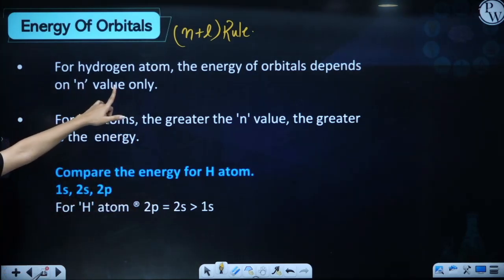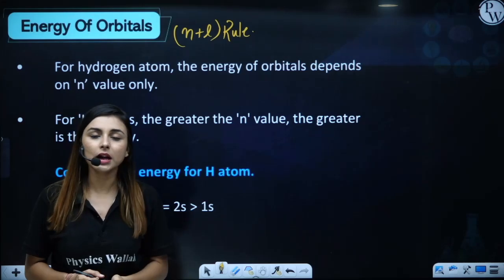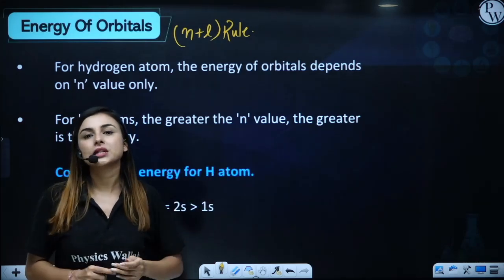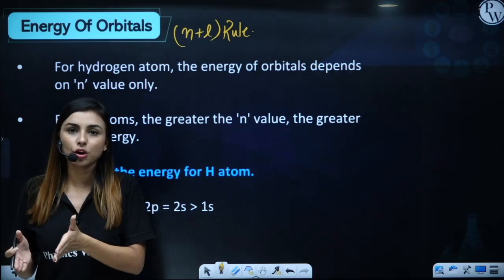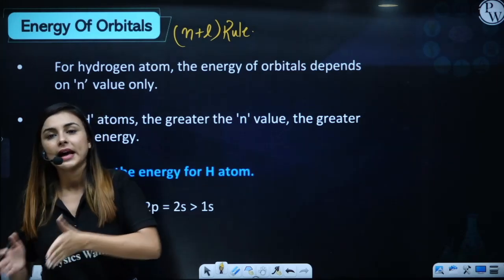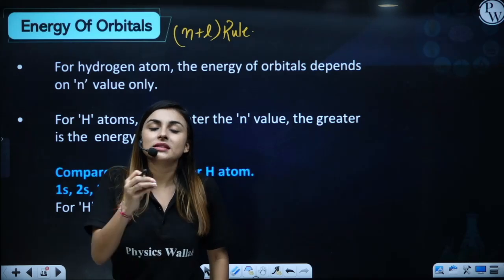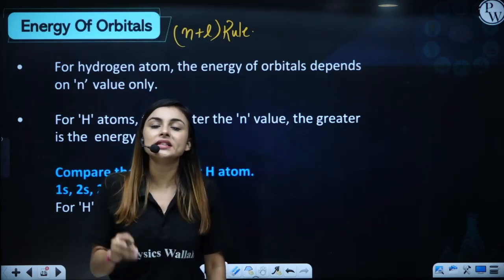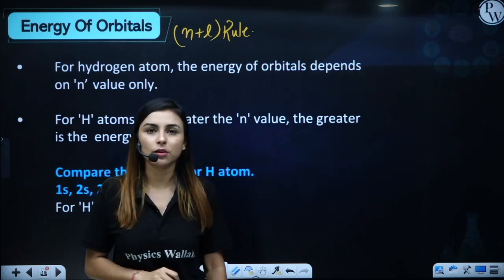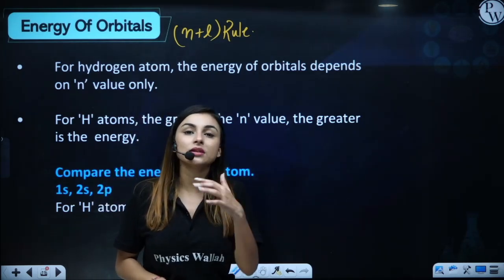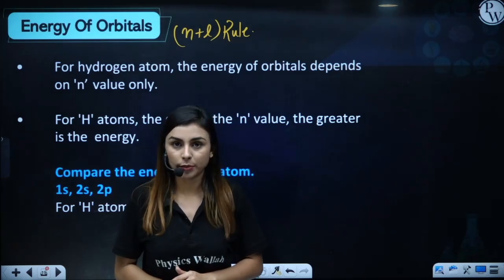For hydrogen atom, the energy of orbitals depends on the n values only. Now, orbitals are actually arranged in order of their energy. The lowest energy orbital will be at the bottom, and similarly they'll increase. Electrons are also filled in orbitals according to their energy. The lowest energy orbital is filled first, then the higher one, then the higher one, then the higher one. That is the most important reason why we need to understand what is the energy of different orbitals.